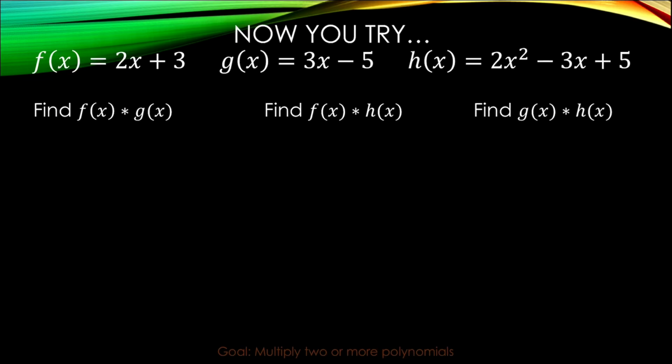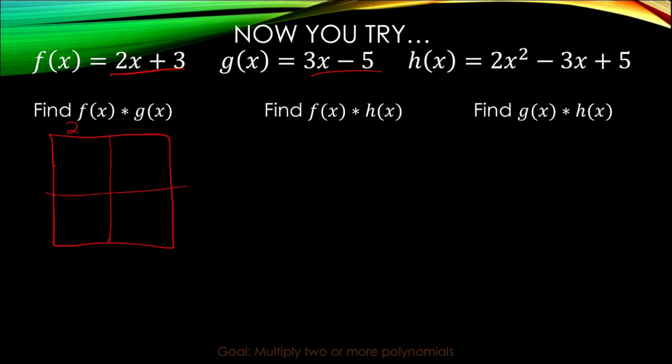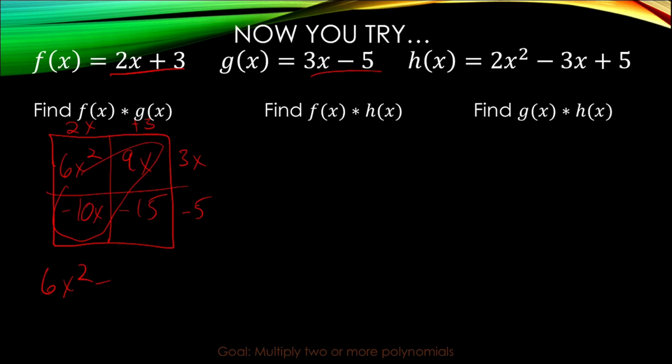Whew, there's a lot of these, right? So let's make this happen. So f of x times g of x, binomial by binomial. I'm just going to do a quick little box here. 2x plus 3, 3x minus 5. We get 6x squared, 9x, negative 15, negative 10x. So take my diagonals, add them up: 6x squared minus x minus 15. Boom.